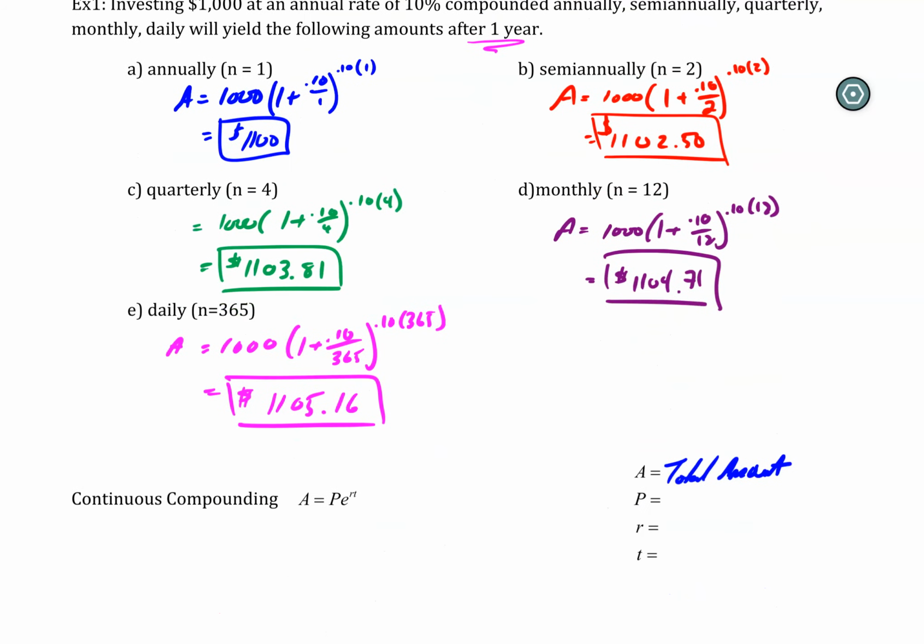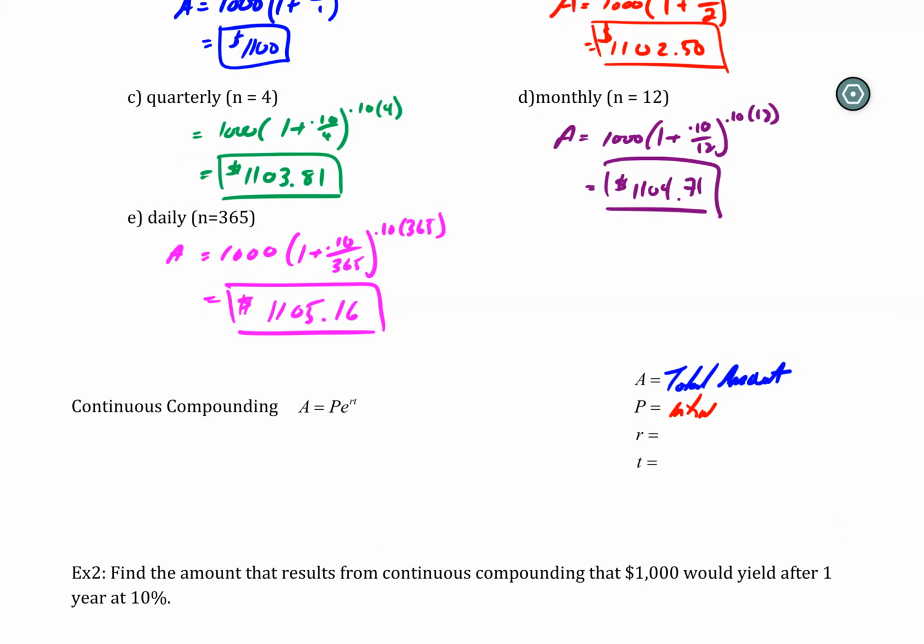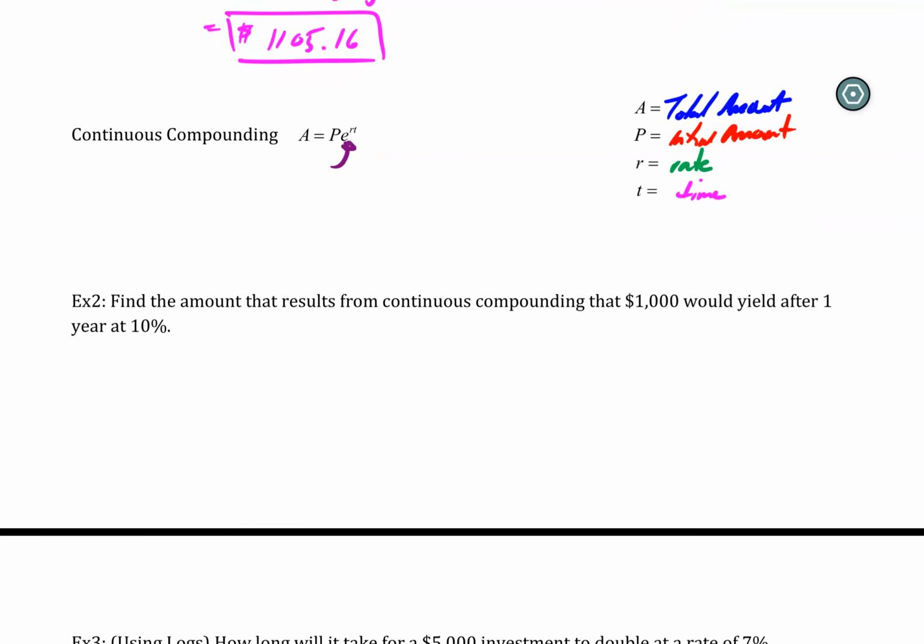P was the initial amount. R was our rate. And T is time. So again, we're plugging this in. Make sure we're careful here, since in this case we have E. E is our constant. It's a mathematical constant. We have to utilize that, and then we can plug this in.